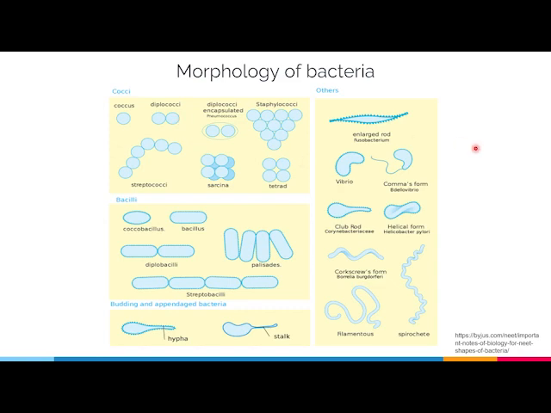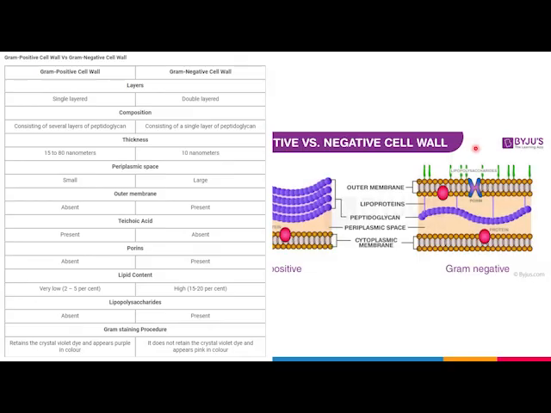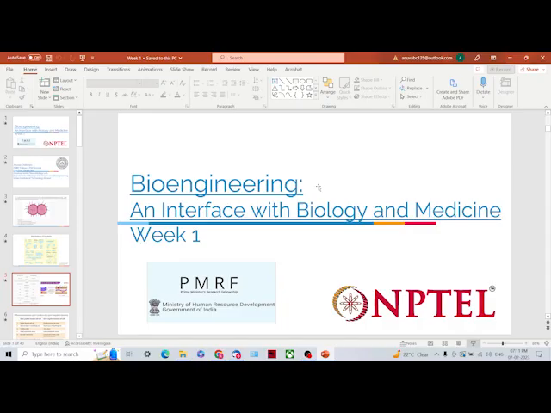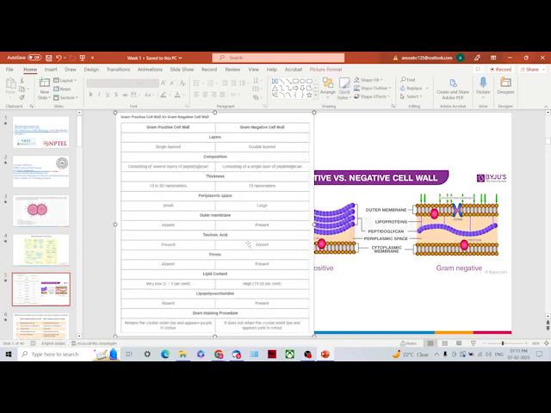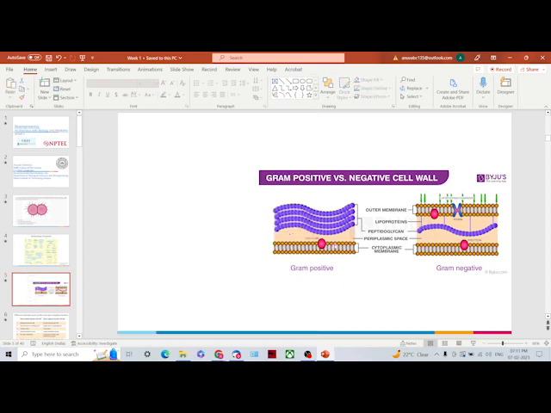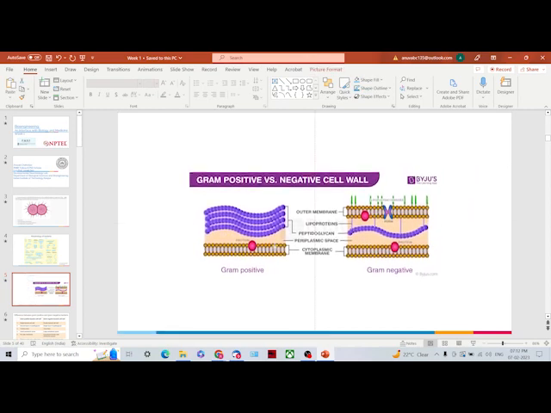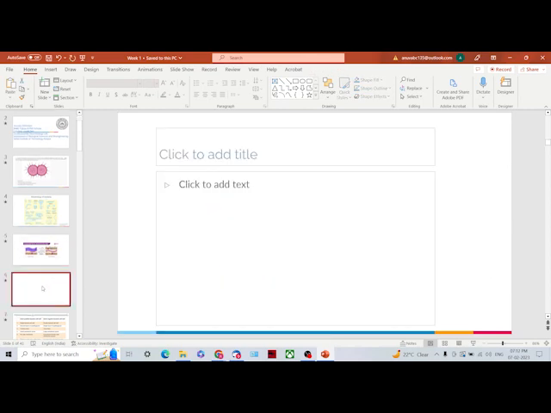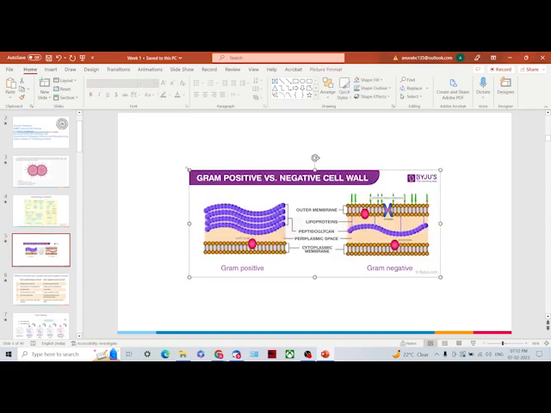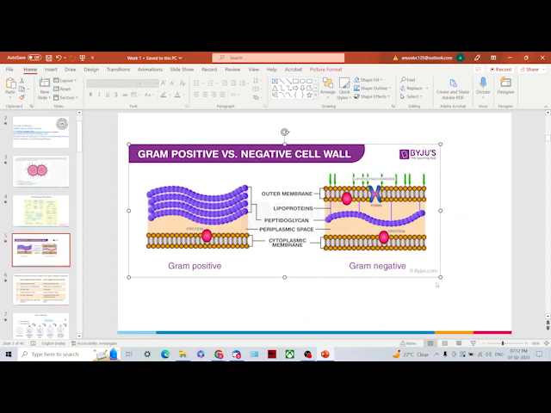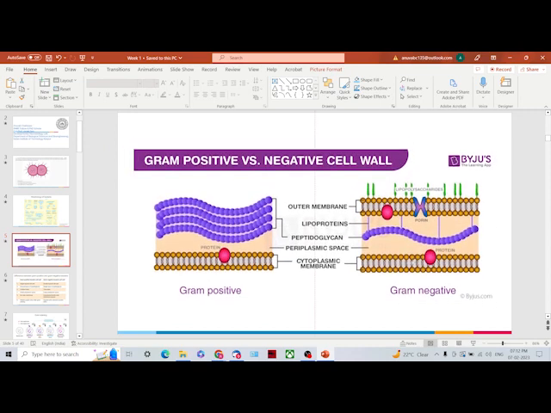So from the question itself, we know this is a diplococci, as Niranjan also said, because it is two circular ones. Next, we will go into something a bit more difficult, which is gram positive. So let us go back a bit.